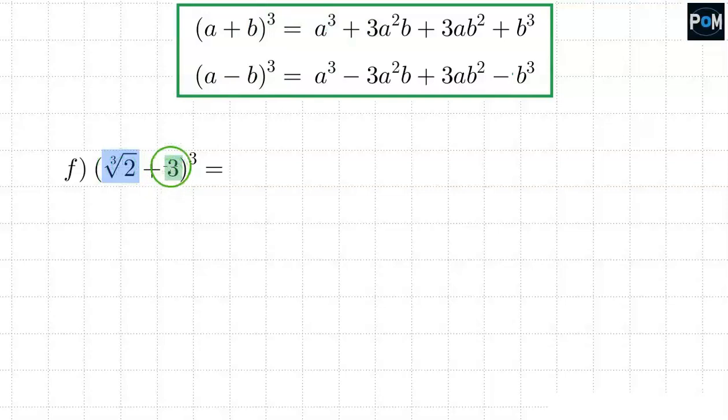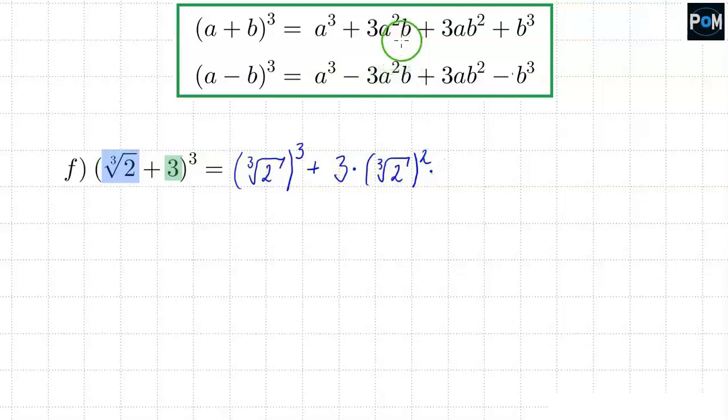This is our a, and this is our b. We need to raise a to the power of 3, meaning this cube root to the power of 3. Cube root of 2 raised to the power of 3. Then add 3 multiplied by a squared, meaning this cube root of 2 raised to the power of 2. And also times b, meaning times 3, plus 3 times a, meaning times that root. And times b squared, which is 3 squared, and finally plus b cubed, which is 3 cubed.